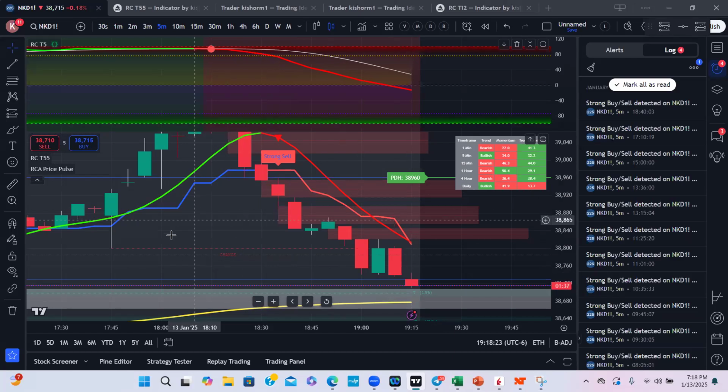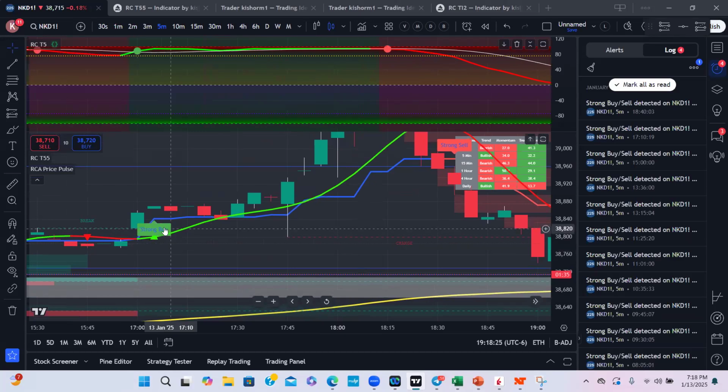For example, you got a strong buy signal, right? Let us say here you got a strong buy. Your T5 line is green, your price pulse line is blue. Make sure your candle is above these two lines. If it is above these two lines, and also if this is somewhere to the bottom, then your risk is minimal because it is already oversold and it is trying to go up. The prices are above these two lines. Then you can make huge profits.